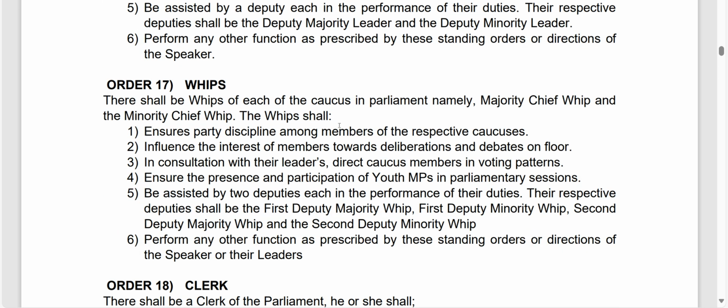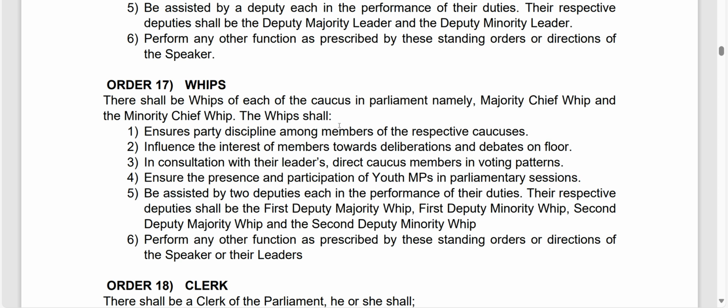The whips. I think people are not really getting who the whips are. Your whips are very important people. They whip you in line with the caucus agenda. Okay, the whips, that is how important they are. So the whips, each of them has 2 deputies. And we always ensure that the second deputy whips are females so that we can have female representation.